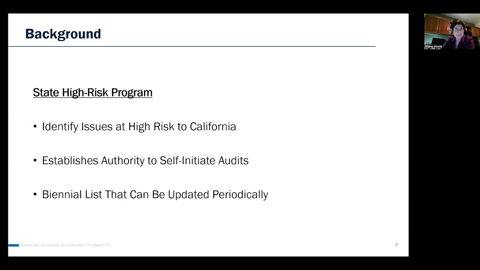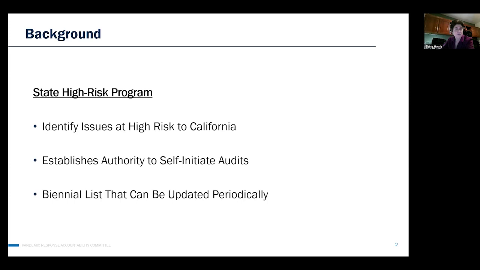So what is the State High Risk Program in California? Well, the Auditor's Office in California has a program very similar. Actually, it was patterned after the program that GAO has had for years, where the Auditor's Office can identify an issue area at high risk in California for program mismanagement, ineffective operation, waste, fraud, abuse, etc. What's important about this is designating an issue area as a high-risk issue allows the auditor to self-initiate audit work.